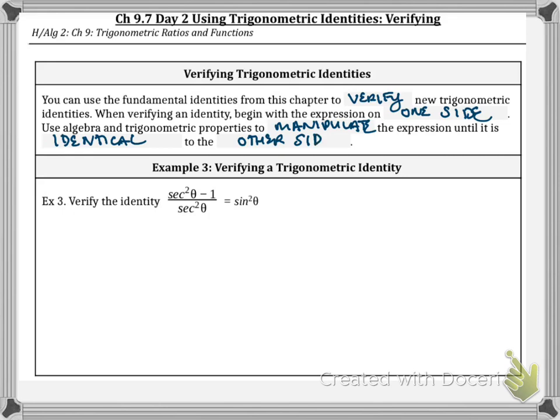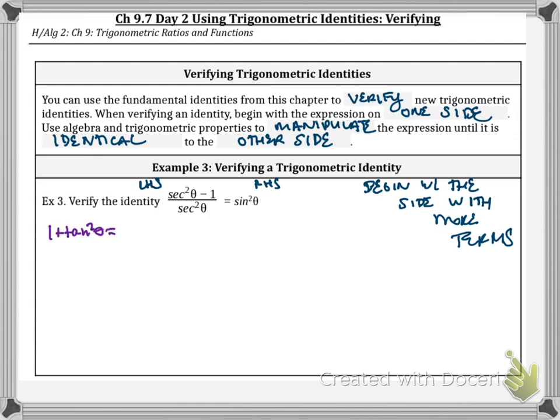And the general rule is that you want to manipulate, or begin with, the side with more terms. Begin with the side with more terms. So you can definitely see on this side we want to do the left-hand side. We want it to equal the right-hand side. So secant squared of theta minus 1. That looks like one of our Pythagorean identities, secant squared of theta. That reminds me of 1 plus tangent squared of theta equals secant squared of theta.